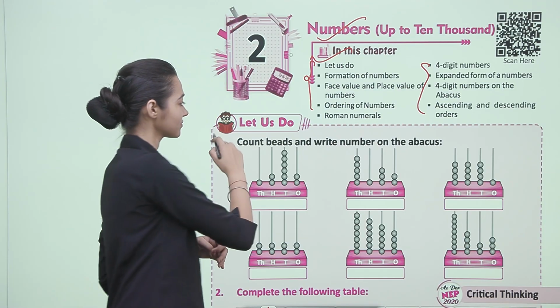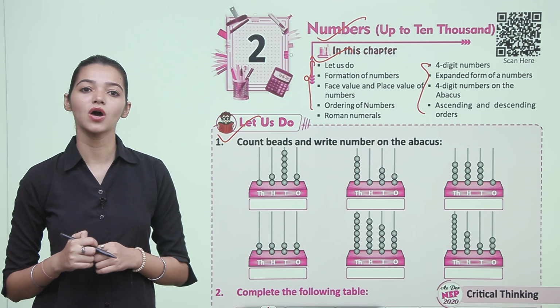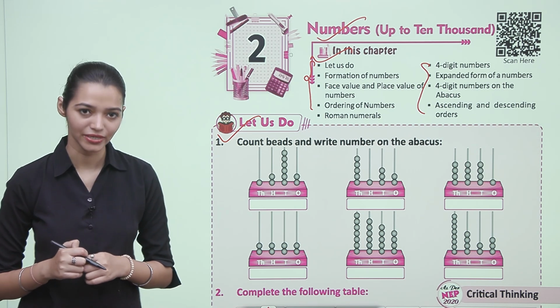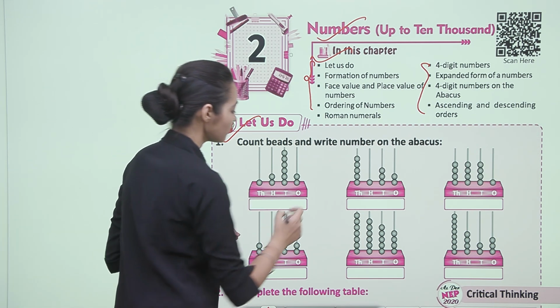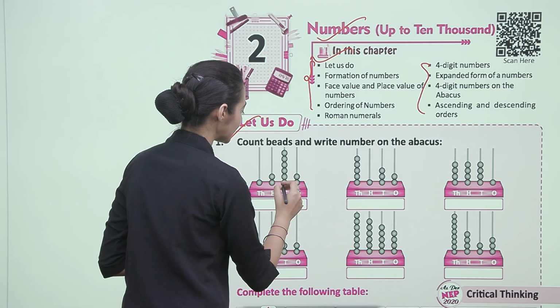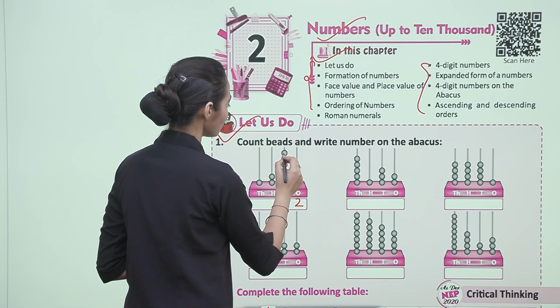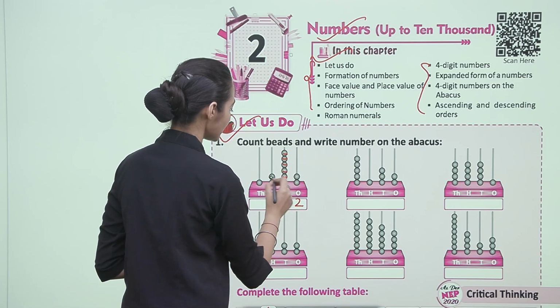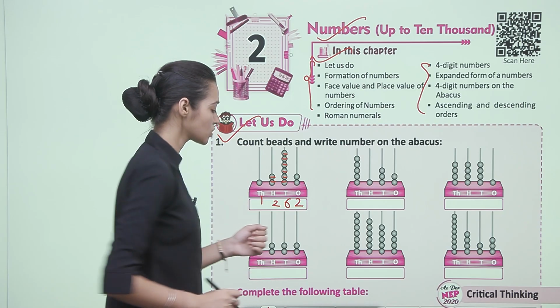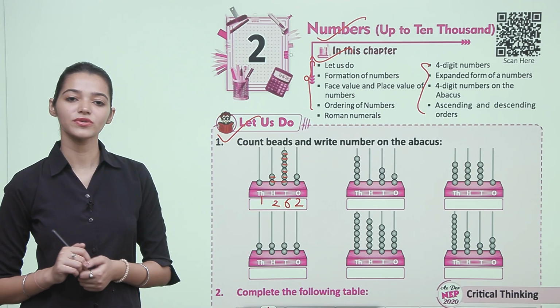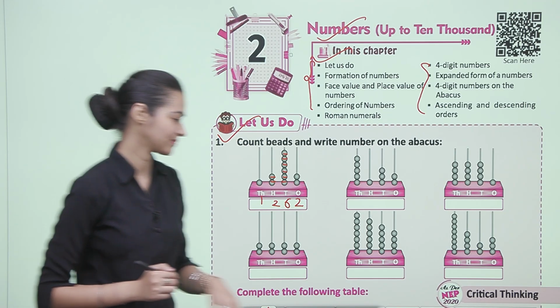Now we have to count the beads and write the numbers on the abacus. Firstly in the ones, very good, that is 2. In the tens, 1, 2, 3, 4, 5, 6. In the hundreds, that is 2. So the number is 1262. That's how we have to complete the remaining parts.